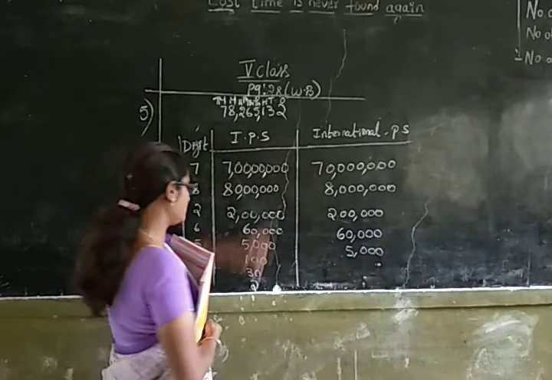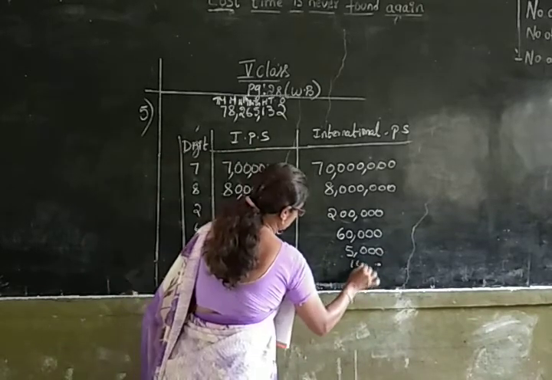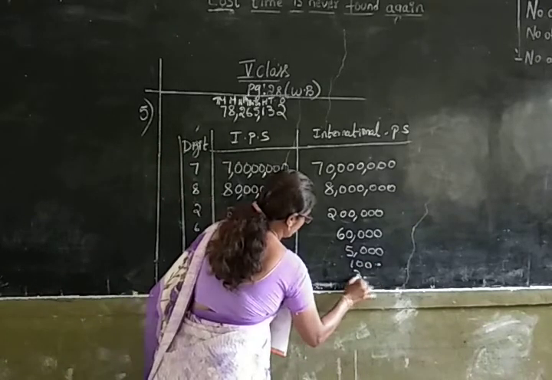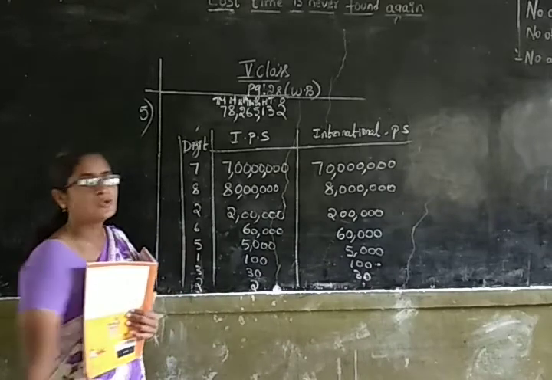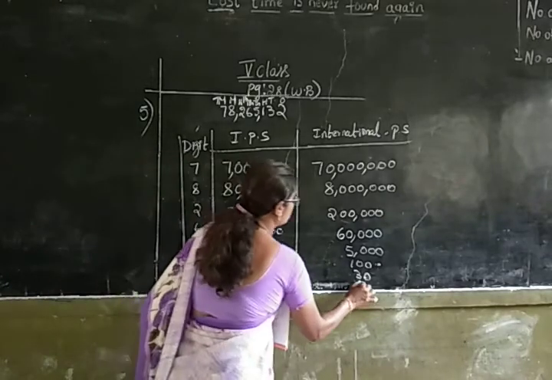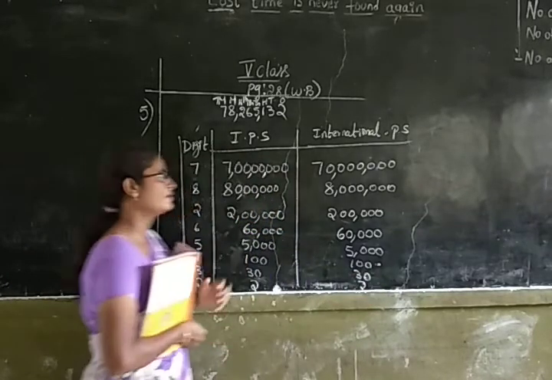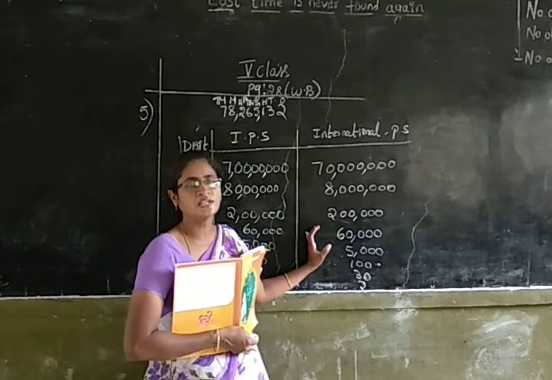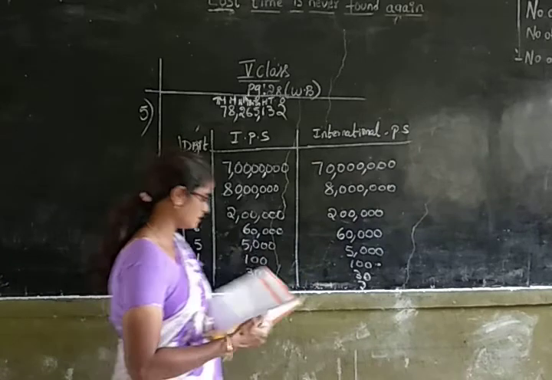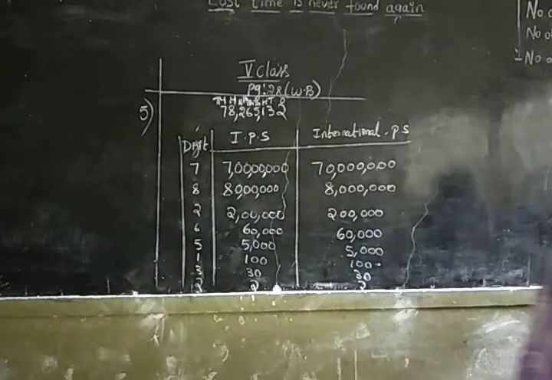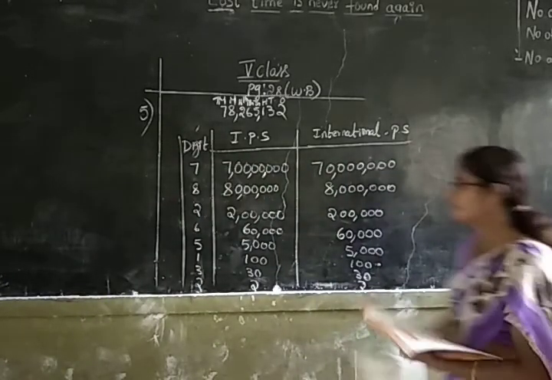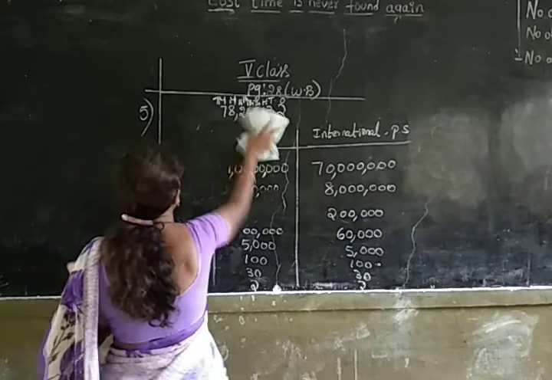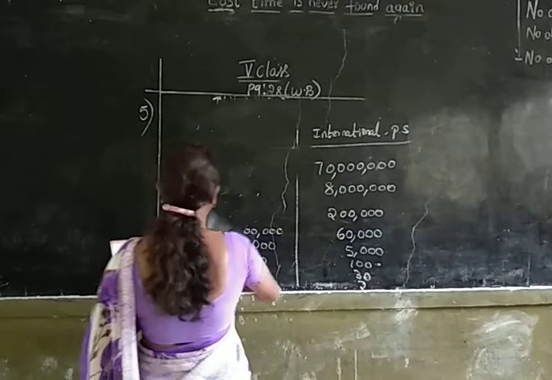Next, 1 is in hundreds place. So its place value is 100. 3 is in tens place. So its place value is 30. 2 is in ones place. So its place value is 2. So we have written the place value of each digit in the Indian place value system and also in the international place value system. Okay children. Now let us do the sixth question.